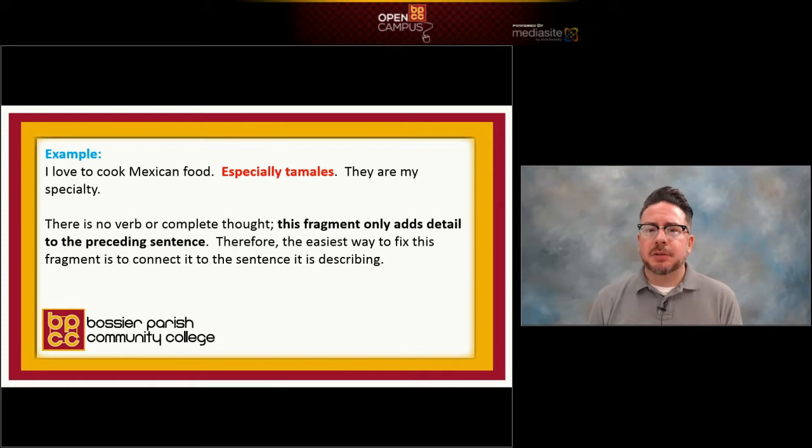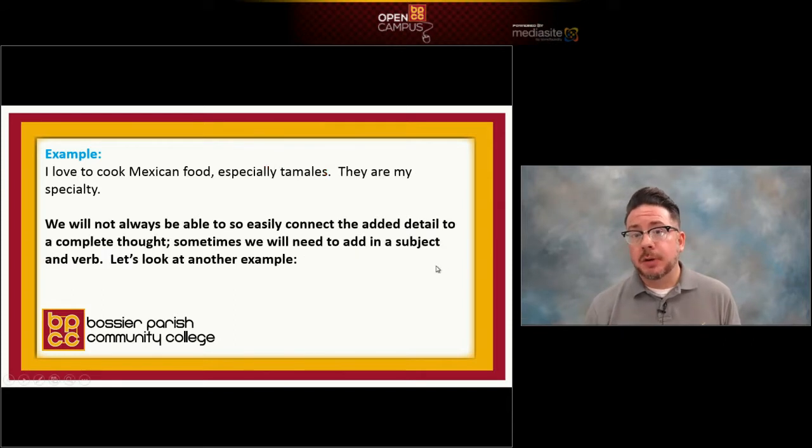I love to cook Mexican food, especially tamales. They are my specialty. Where is the fragment here? Especially tamales. We have two clues here. One is that word especially. That's an added detail word. Whenever we see that, that should be a clue that we could have a fragment. And there is no verb here to complete the thought. The fragment only adds detail to the preceding sentence.